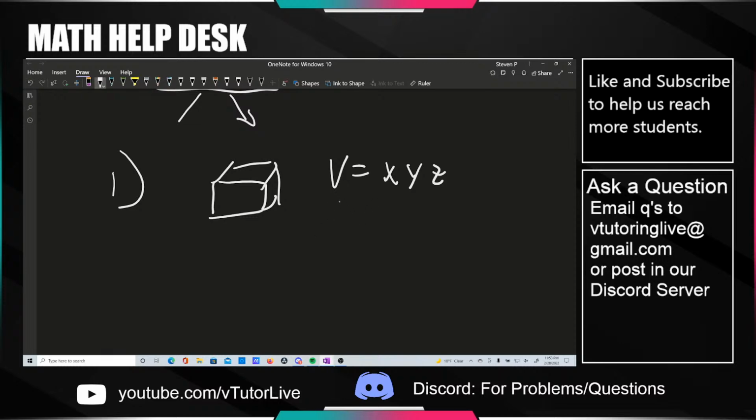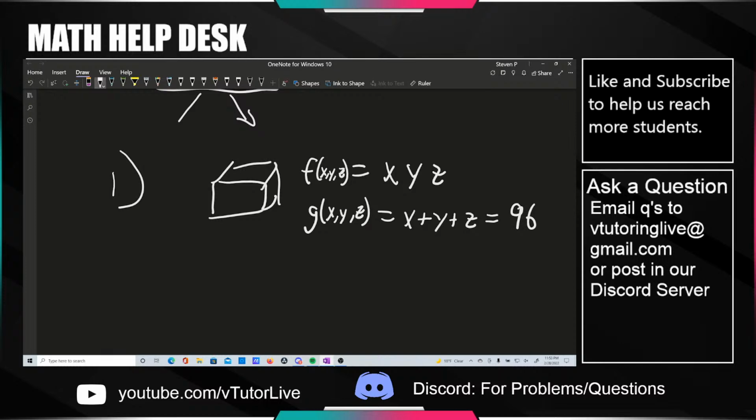the constraint. Let me put it this way. F of x, y, z is the thing we're trying to optimize, and that's just equal to the product. And then g of x, y, and z is defined as x plus y plus z is equal to 96.